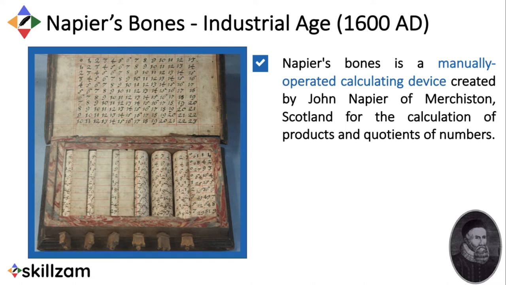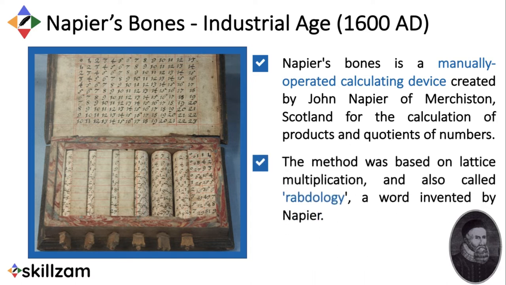So what he did is he inscribed the logarithmic measurements on a set of 10 wooden rods, and thus was able to do multiplication and division by matching up the numbers on the rods. These became known as Napier's bones. Napier's bones is nothing but a manually operated calculating device, and the method was based on lattice multiplication, also called rhabdology.